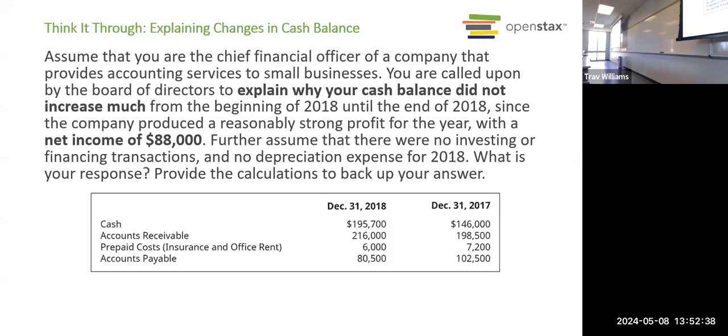Okay, explain why your cash balance did not increase much from the beginning of 2018 to the end of 2018. So this company earned net income of $88,000. But if you look at their cash, it only went up about $50,000. So if you're the accountant and the CEO comes to you and says, hey, we made $88,000, why did our cash only go up by 50,000? Looking at the information here, what would you tell them so they would understand why your cash did not go up 88,000?